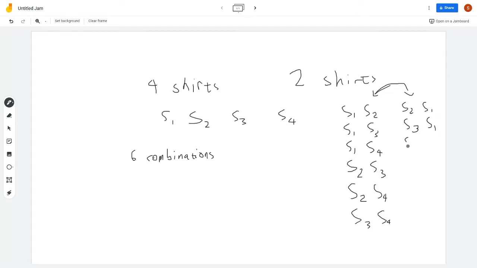So if we just reverse all of them, I'm not going to write out the whole thing for reversing, but I think you can see that if we continue this onward, we're just going to have 2 permutations for every combination. So there's just 12 permutations.